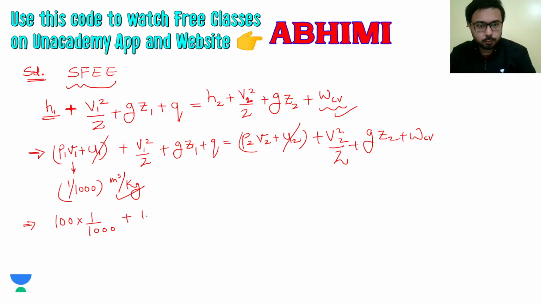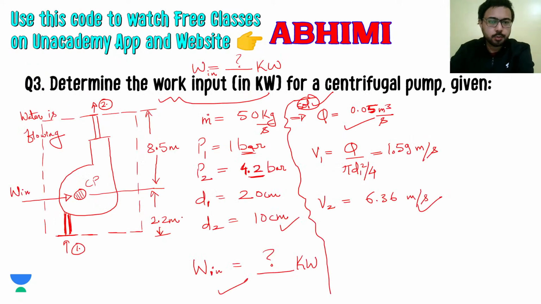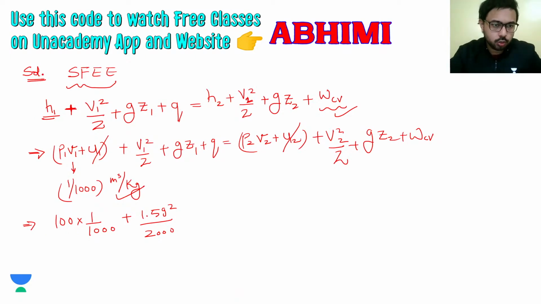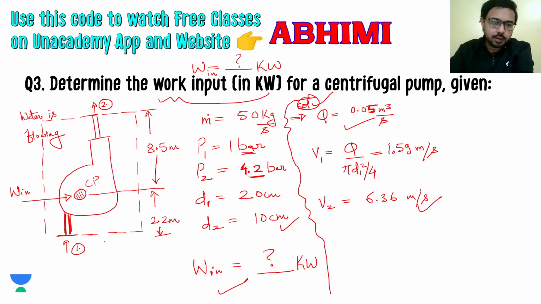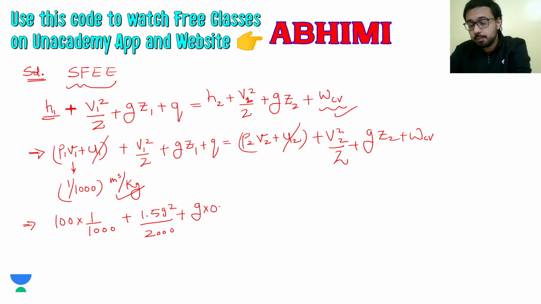So 1.59 square divided by 2000. Why have I done 2000? Because in this question we are putting P1 in kilopascal. So this first value will be in kilojoules, so this will also be in kilojoule if we are going to add it. So that's why we have divided this 1.59, that is V1 square, by 2000. Then Z1 is equal to 0, because at 1 the elevation will be 0, but at 2 the elevation will be 8.5 plus 2.2 meter.